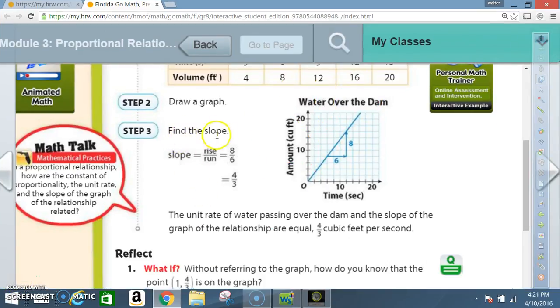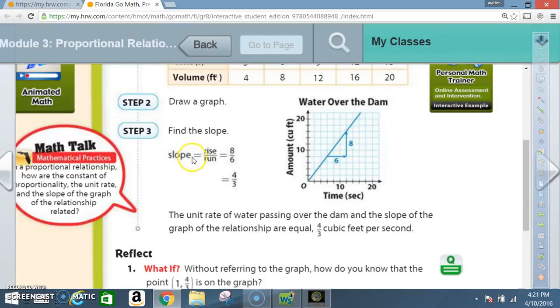Okay, step 3, find the slope. Slope is equal to the rise over the run, which in this case is going to end up being 8 over 6, which is going to reduce down to 4 over 3. Now let's make sure we count properly. All right, let's do the rise first. If we do the rise, we end up going 1, 2, 3, 4. But don't forget, we're counting by 2s. So what's 4 times 2? 8. If we do our run, we end up going 1, 2, 3. 3 times 2 is 6. So our run is going to be a positive 6.